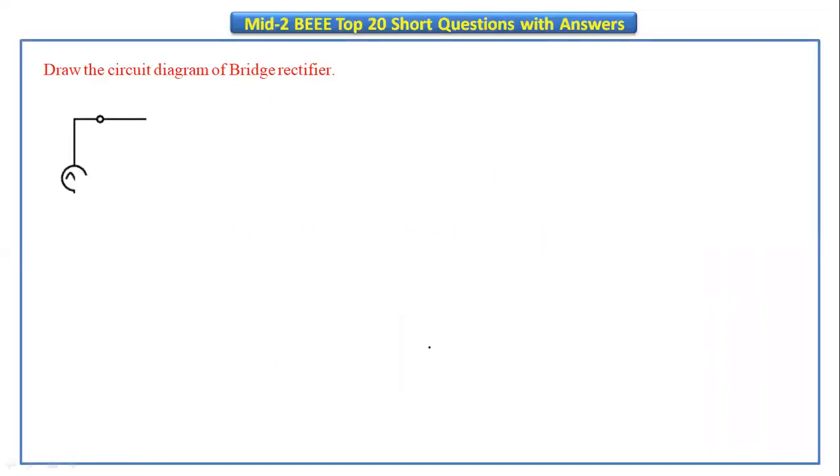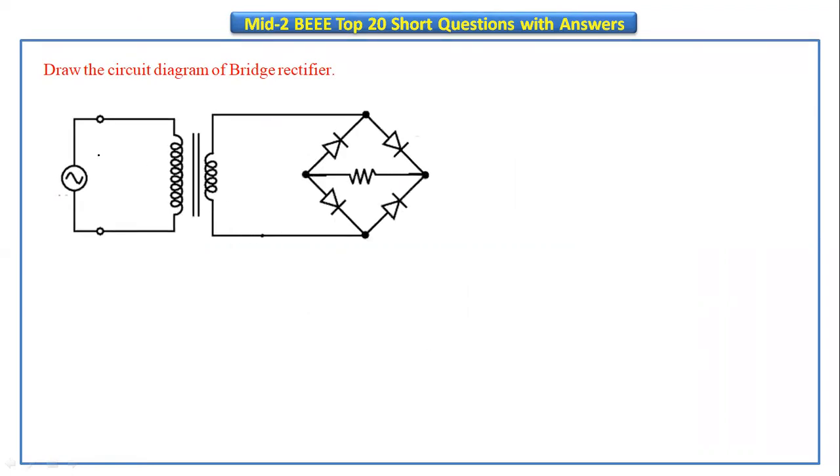Next, draw the circuit diagram of bridge rectifier. This is a bridge rectifier circuit and it is a supply voltage, AC supply, and it is a transformer primary winding, secondary winding. This is a step down transformer. As the DC voltage levels are very low, that's why we have to use a step down transformer only. Secondary winding should be less compared to primary winding.